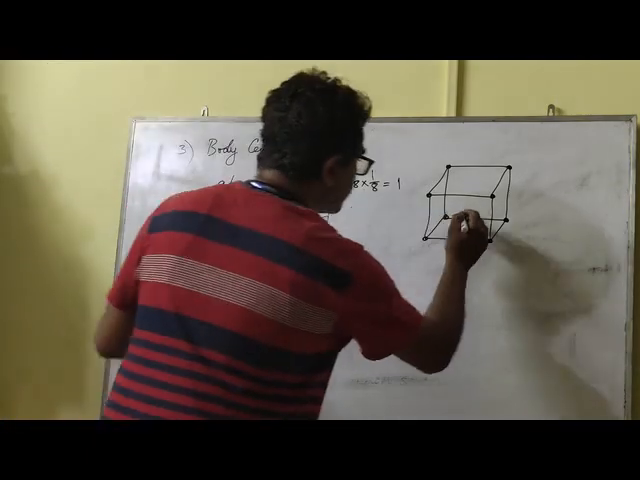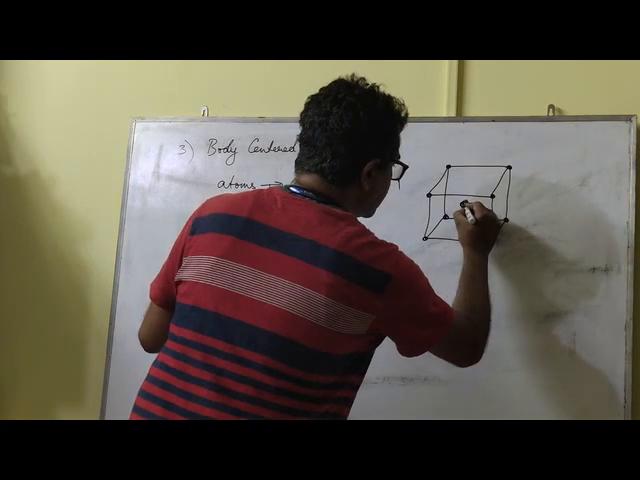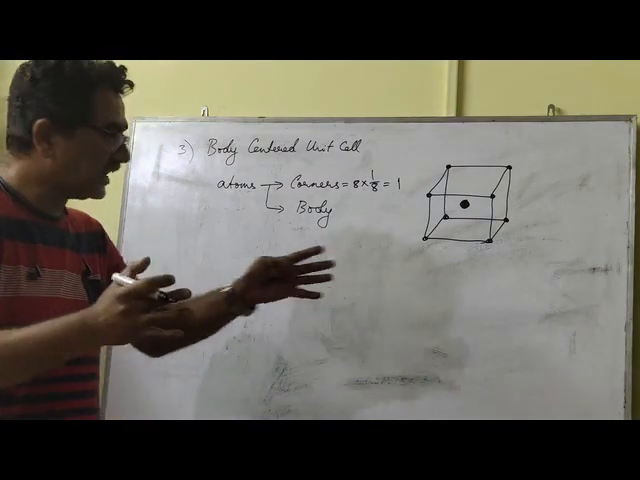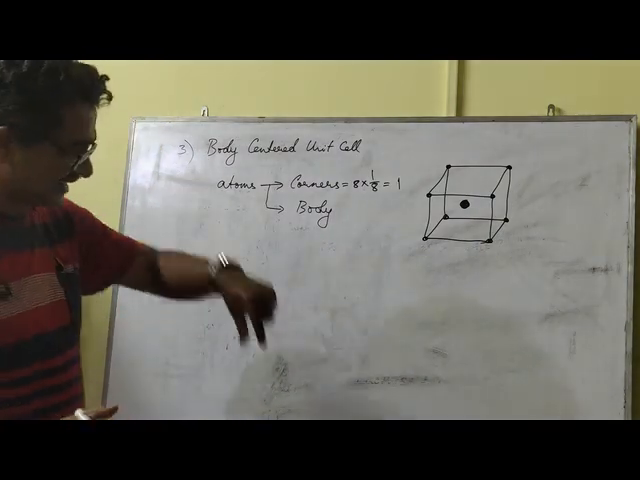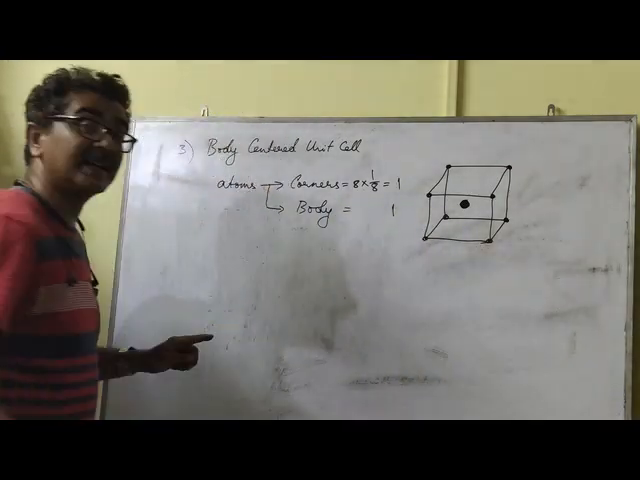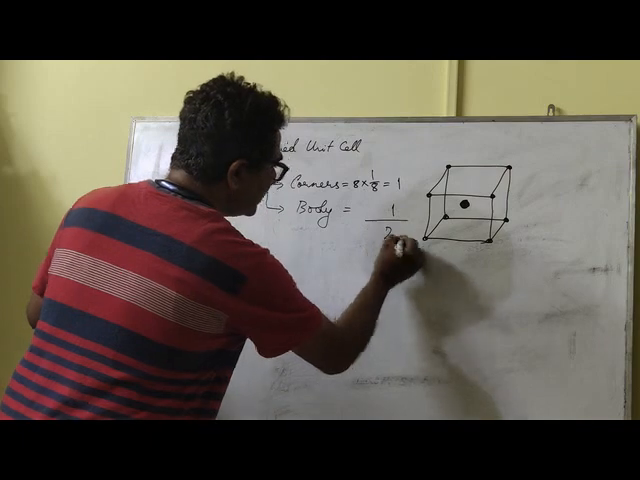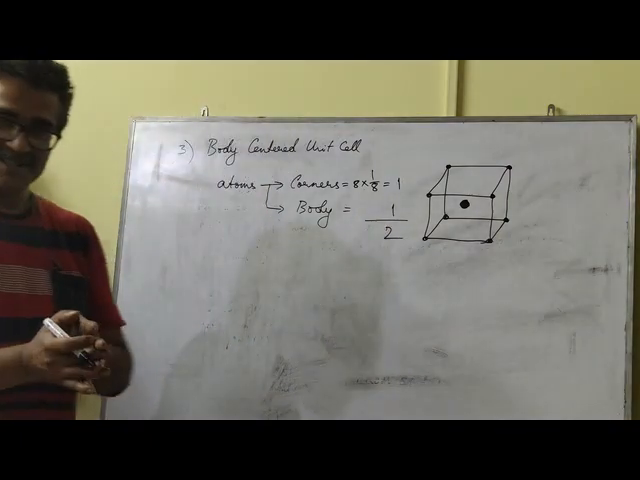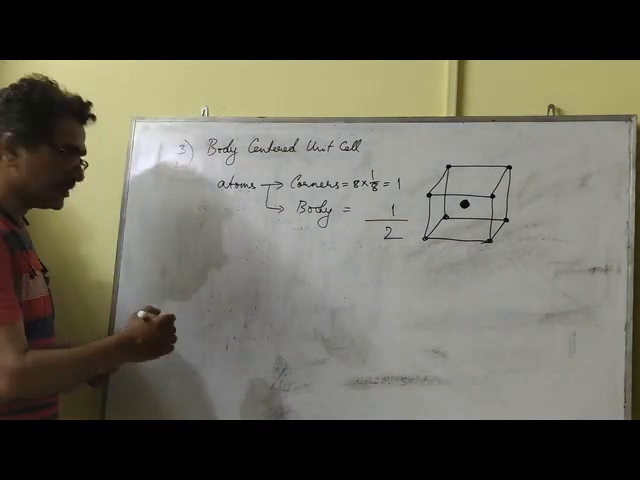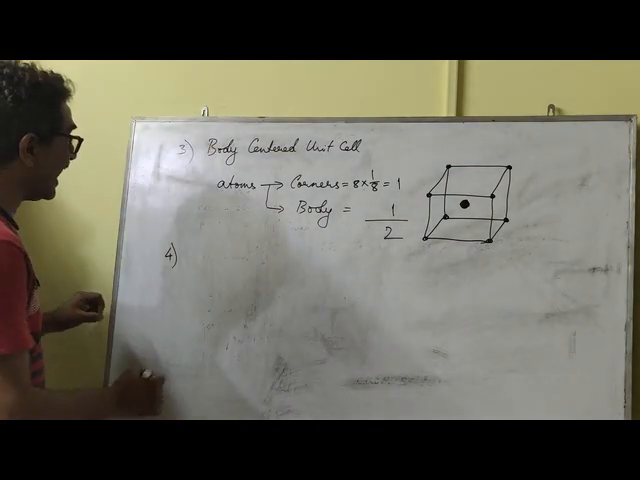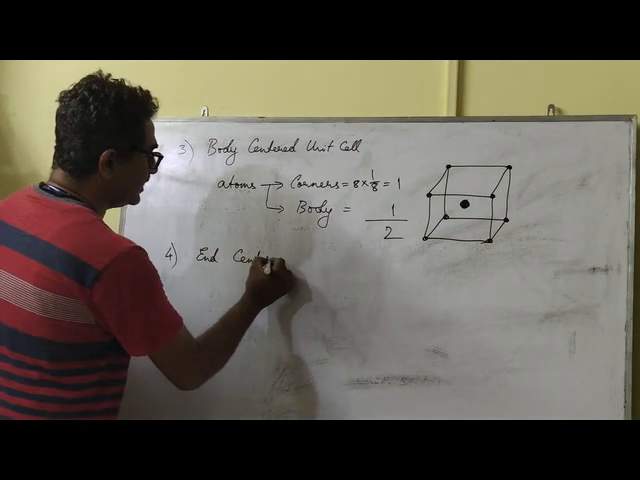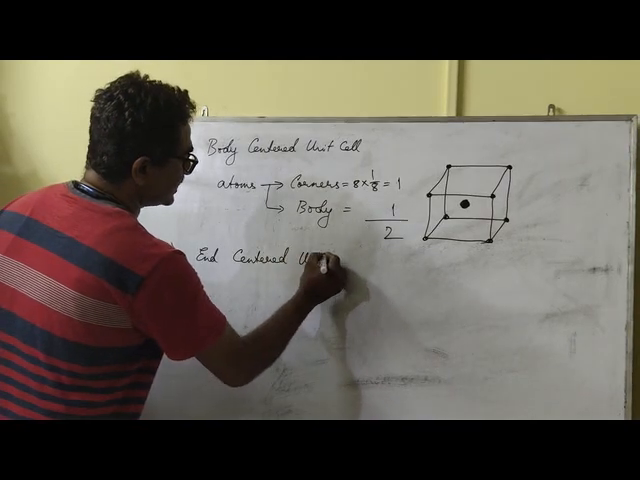So let me draw it in a big way. So this, you can imagine it to be somewhere in the middle of the cube, inside. It's not bulging out from either of the faces or anywhere. It is inside. That means the entire atom is inside. So for the body, we have one entire atom. So total, how many atoms are there? 2 atoms are there. Simple, isn't it? And quite interesting, I believe. Next comes the fourth one, that is end-centered unit cell.